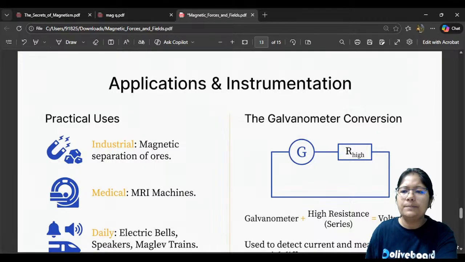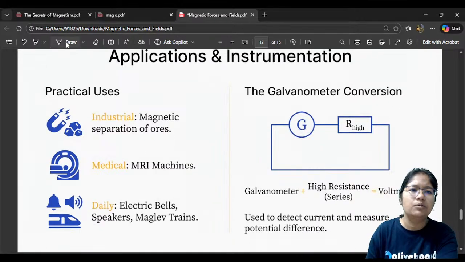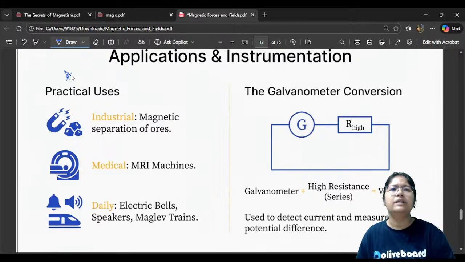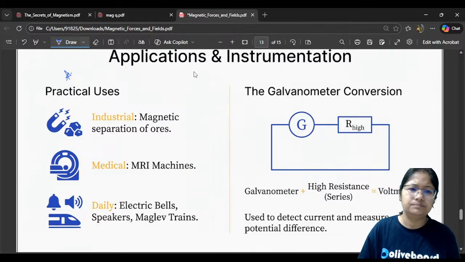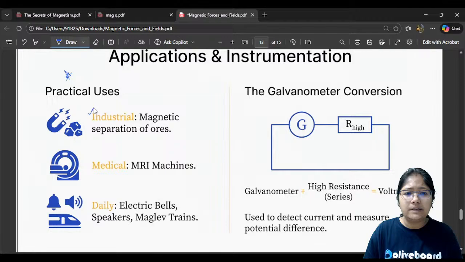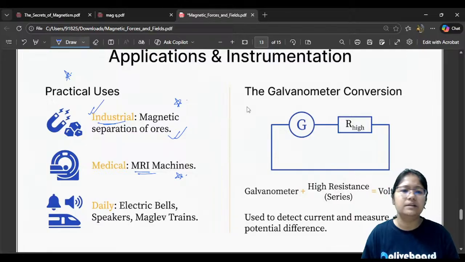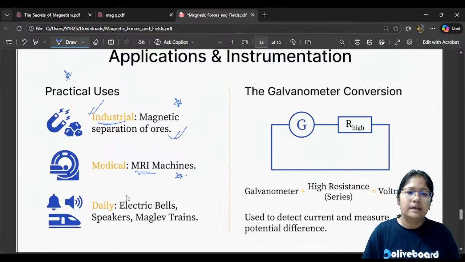All right. Now coming to what are the applications. This is the most important part which is asked in your examinations. That is the application part. So practical use, that is in the industrial magnetic separation of the ores can be done by this. Then MRI machines, in case of medical screening, they are using in case of the MRI machine. Electric bells, speakers, maglev trains, in case of trains they are using. So in all this case, what is being used? They are using the magnets, right?